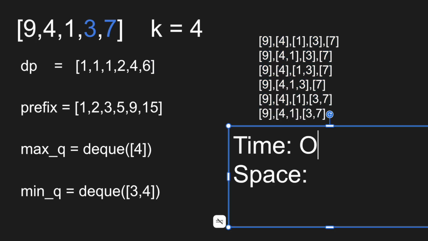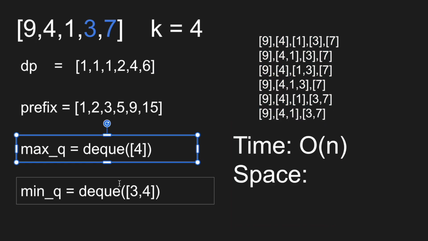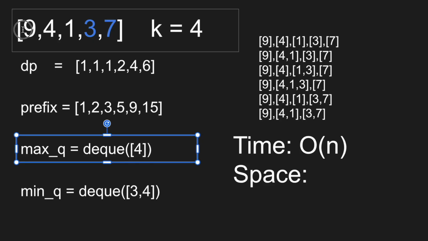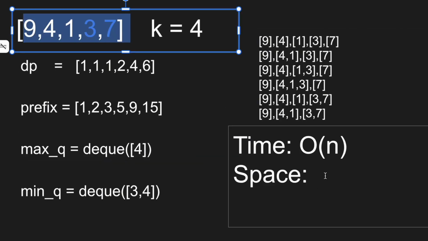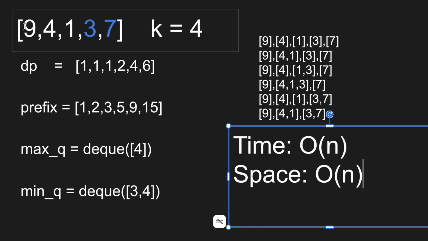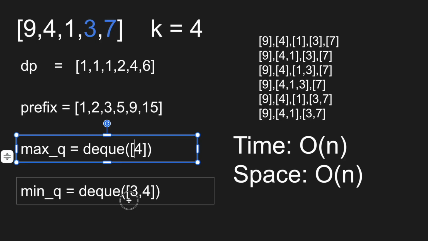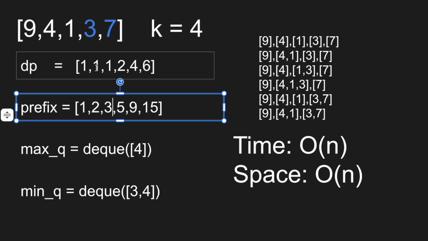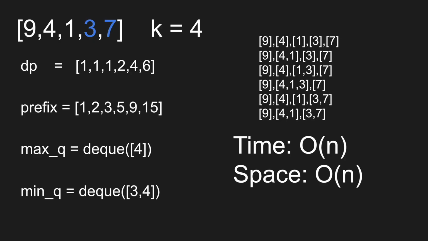So the time complexity would be O of n, because it will only take n time to edit the max q and min q, and it will also only take n time to iterate through the elements in the array. And the space complexity will take O of n, where n is the number of elements in the array, because the max q and min q and dp and prefix array will only take up to n space. So now let's get to the coding part.